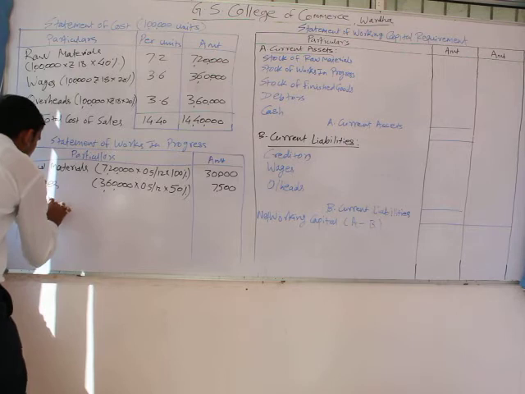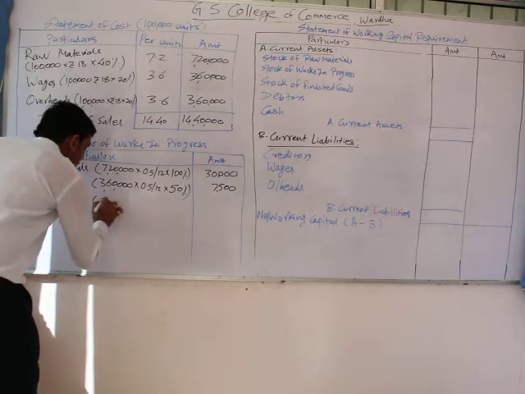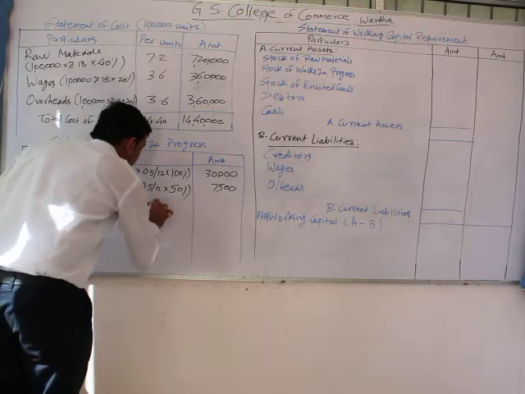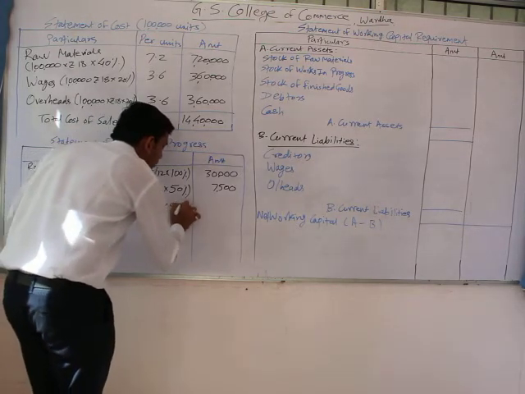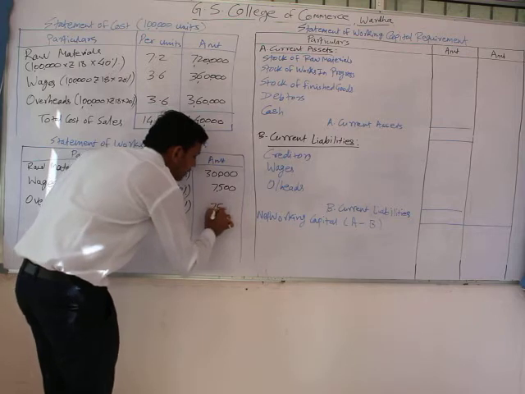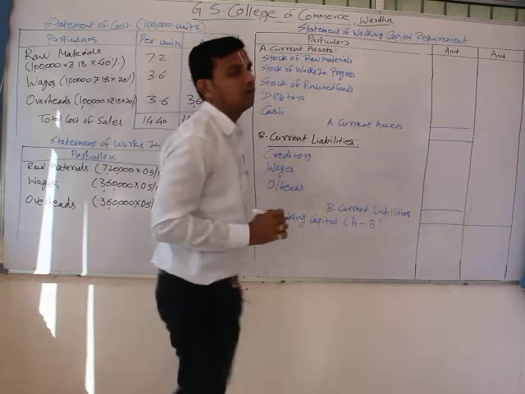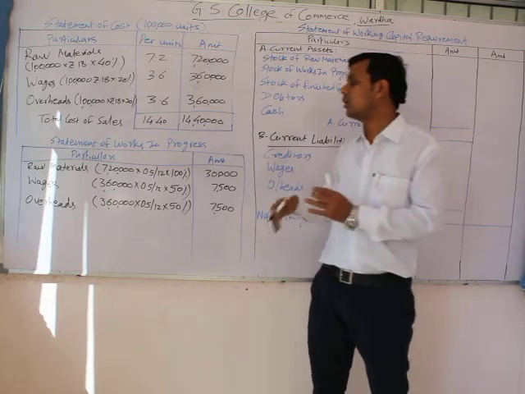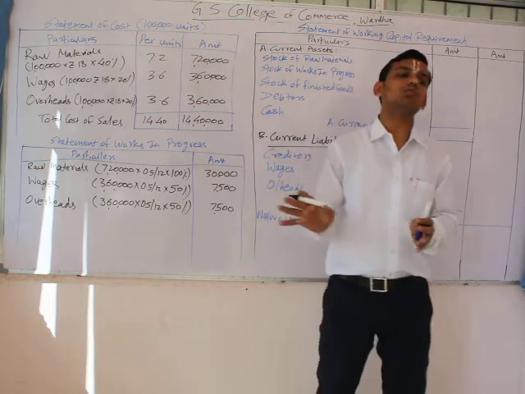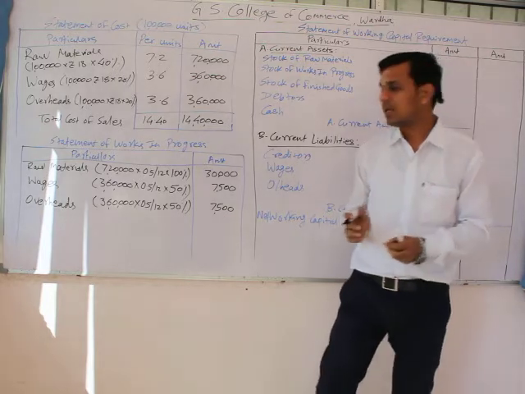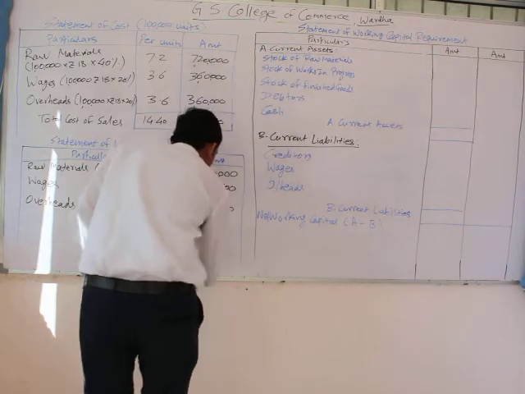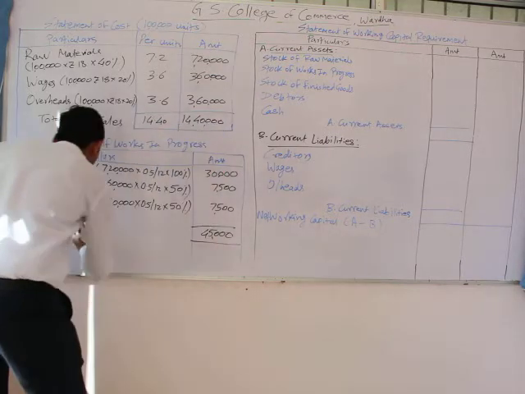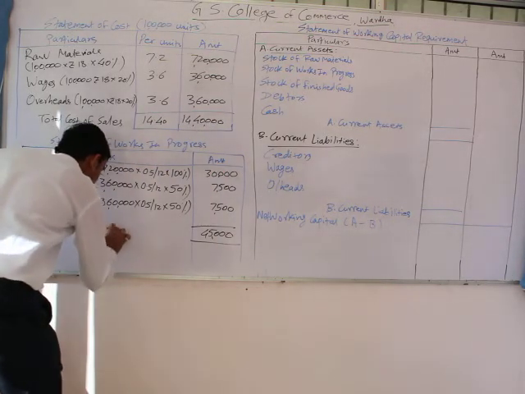Similarly for overheads also, 3,60,000 into 0.5 divided by 12 into 50%. Again we have assumed that the overheads are consumed at 50% level. Once the process of the production is completed, the remaining portion would automatically be added to it. Hence we can now get our total of works in progress, that is 45,000.